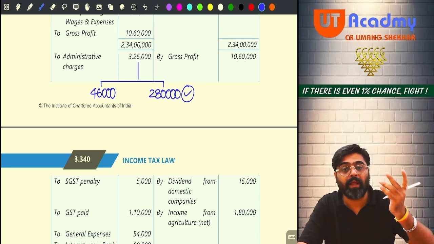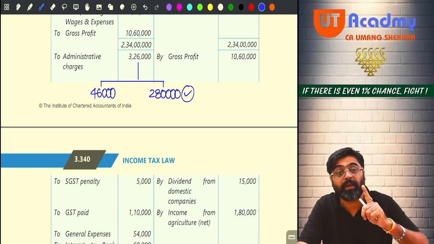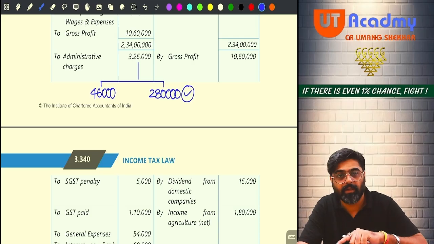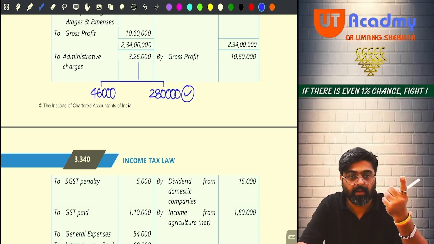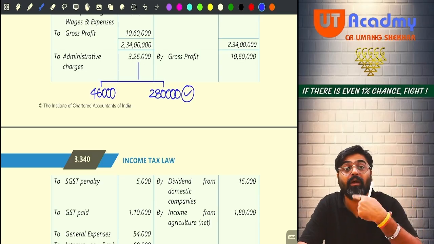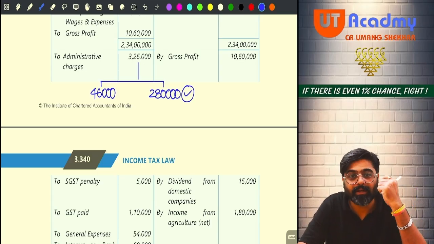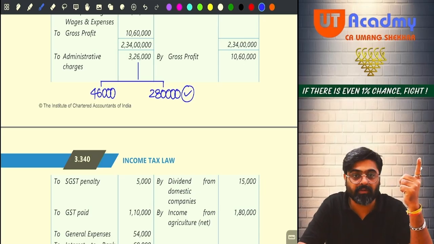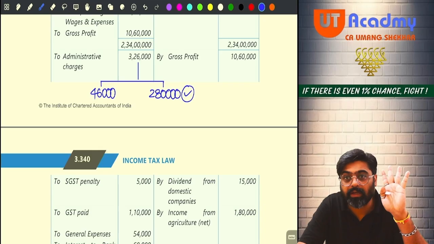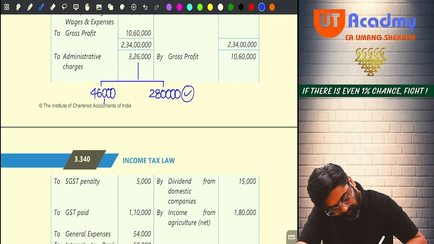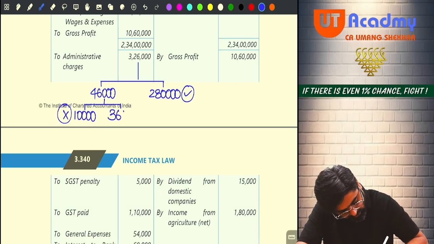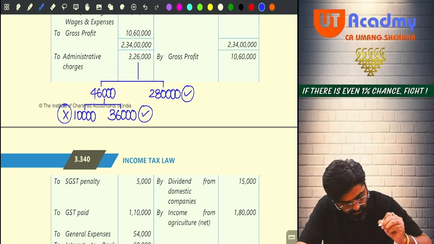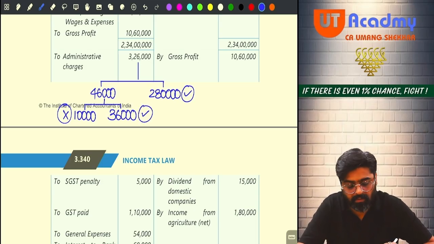The 46,000 commission would have been allowed fully if it was paid to someone else. But since it was paid to the brother, who is a related party, and the amount at market rate is only 36,000, why have you paid 10,000 extra to your brother? The 10,000 extra which you have paid in excess of the reasonable amount will be disallowed as per 40A(2). Yes or no? So out of this 46,000, 10,000 which was in excess of the reasonable amount will be disallowed, and the balance 36,000 will be allowed. Everyone got this? Simple? Very good.